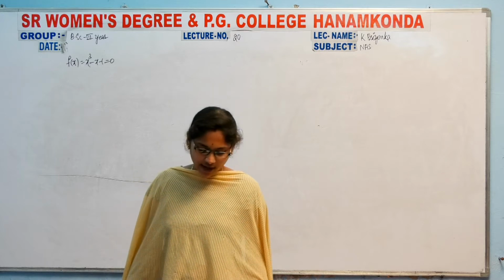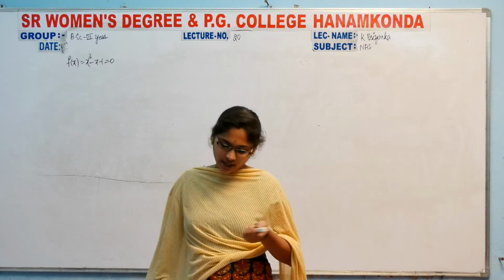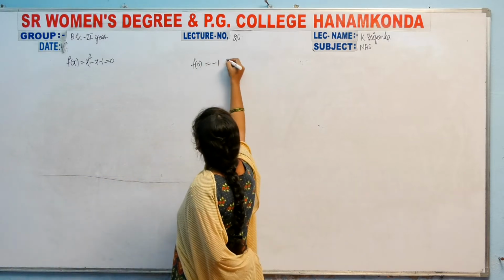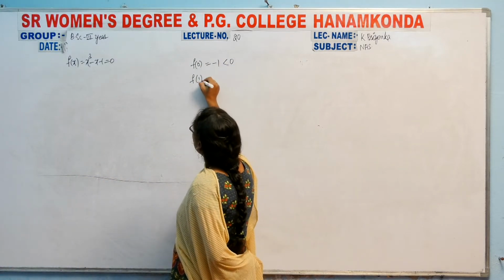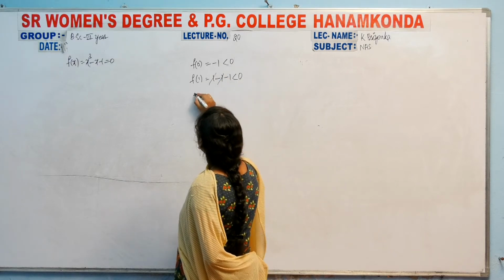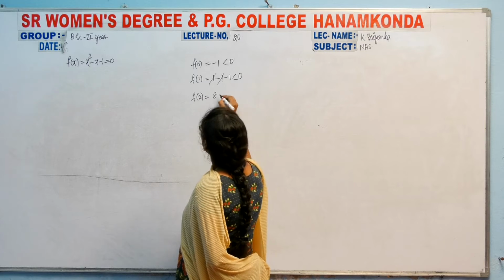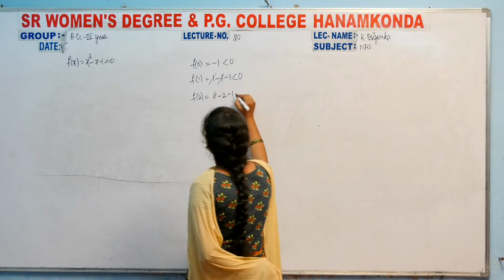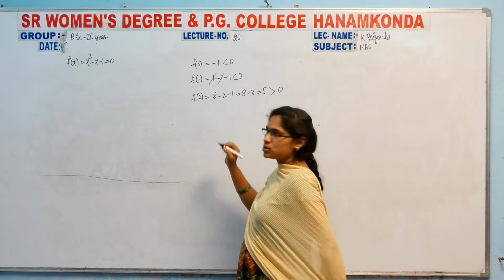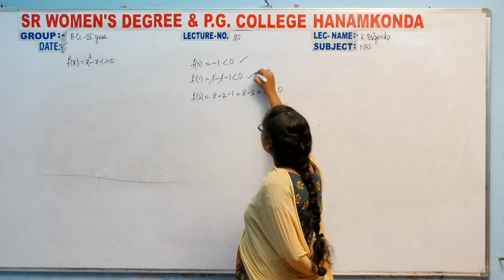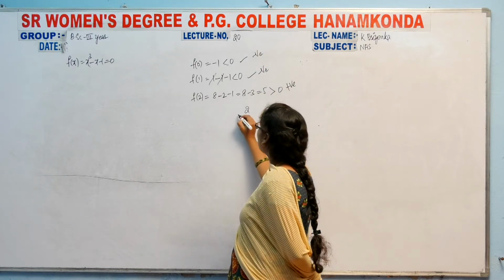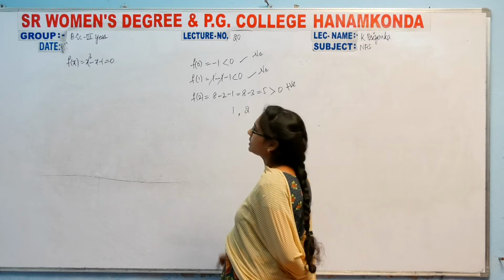Now please write. First of all, we have to find the interval, so we check roughly. F of 0 is minus 1, negative. What is f of 1? Here 1 minus 1 cancels, so again negative. F of 2 is 8 minus 2 minus 1, 8 minus 3 equal to 5, which is greater than 0. So here we have negative, negative, and positive. Now what will be the interval? 2 is positive, and negative we can take at 1.